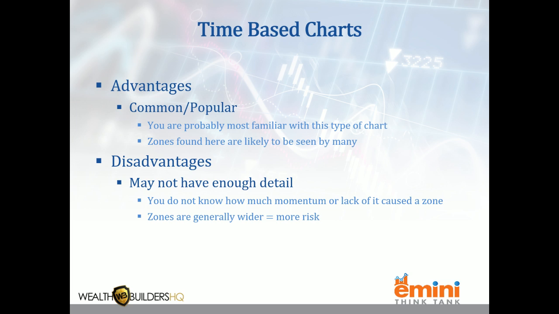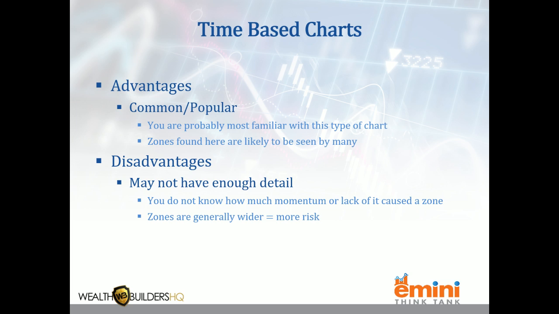And also the zones that are found there, if you're looking for where to buy and where to sell, if the zones are seen by a lot of people, then it's more likely to work because they will place orders that help hold certain price areas. So you have a little bit of extra power from the group all buying or selling in the same areas. The disadvantage to using time-based charts is you might not get as much information as you need.